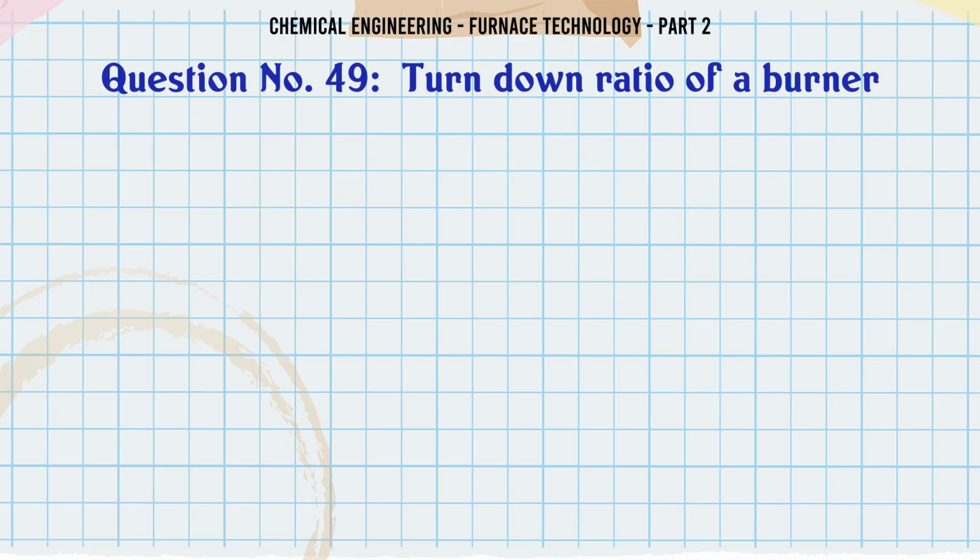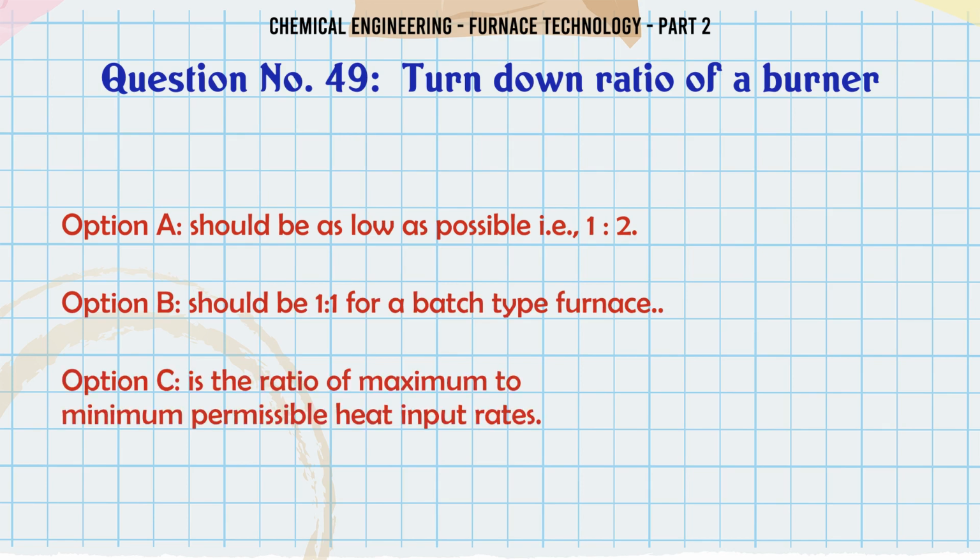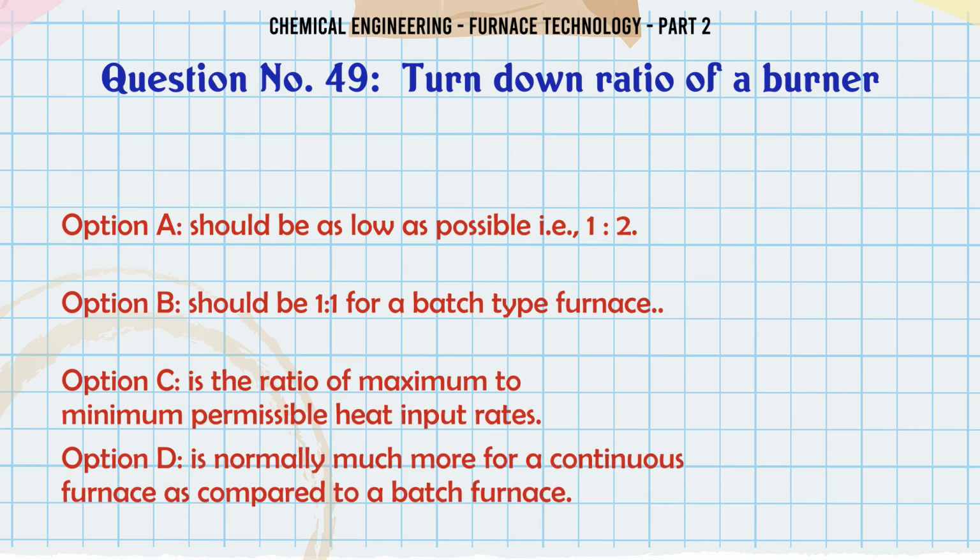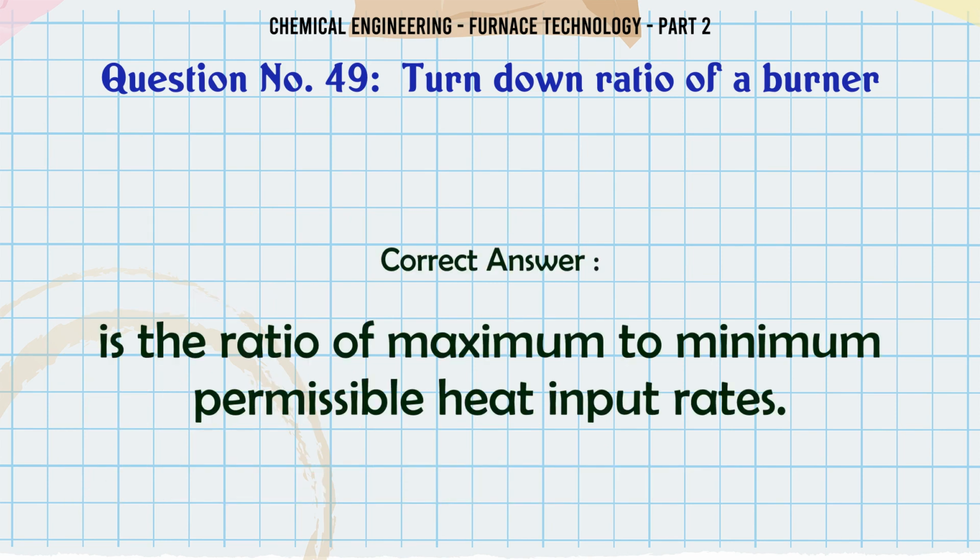Turn-down ratio of a burner. A. Should be as low as possible, i.e. 1:1. B. Should be 1:1 for a batch type furnace. C. Is the ratio of maximum to minimum permissible heat input rates. D. Is normally much more for a continuous furnace as compared to a batch furnace. The correct answer is the ratio of maximum to minimum permissible heat input rates.